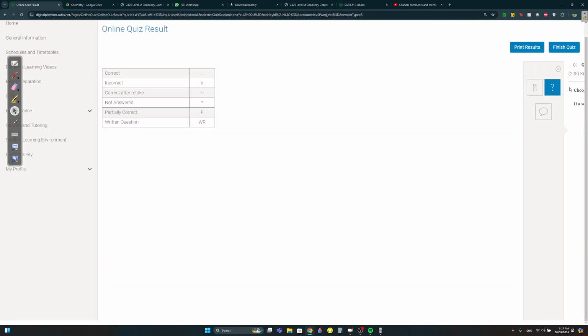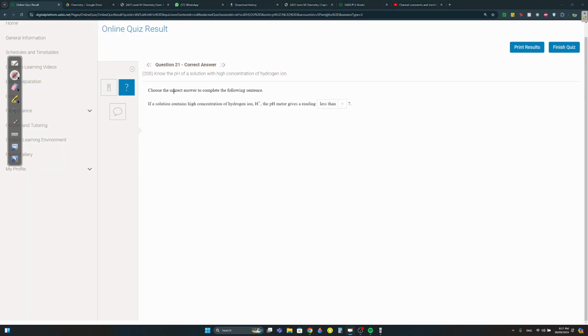Oh my god. Okay, if the solution contains a lot of H plus, it means it's an acid. And if something's an acid, that means the pH is less than 7. This is common knowledge. I think maybe my brother Adam knows this, he's in grade 6. Okay, drag and drop what color each compound gives in a flame test.